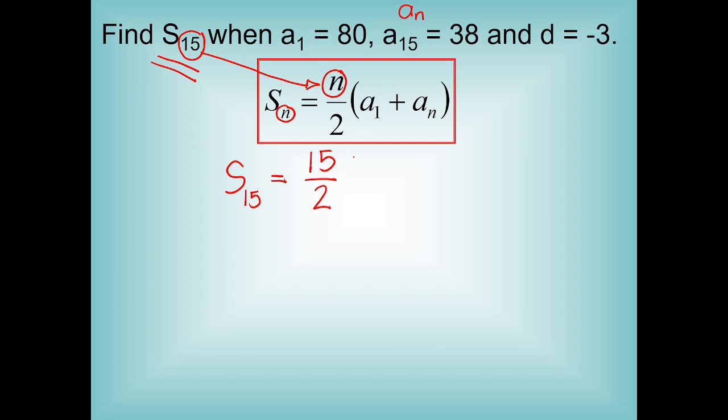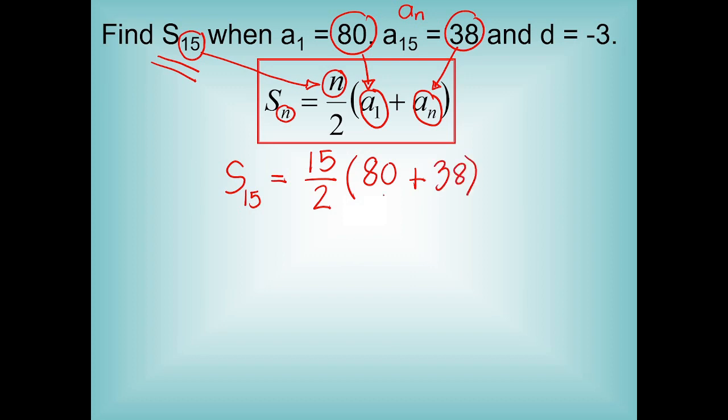Okay, what is the first term equal to? 80, so substitute 80 for the first term. Plus, what is the A sub n equal to? 38. I will substitute 38 for A sub n. Okay? Now, let's solve this one.